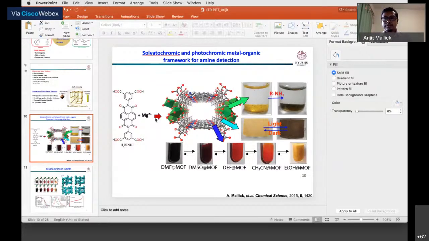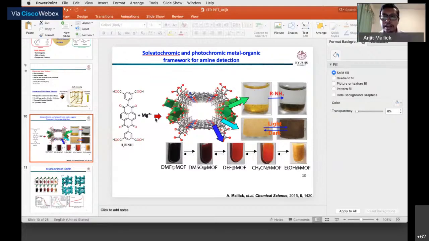So now from Avni Chauhan, he is asking, what is the durability of gas? Durability of the framework or the guest? I think for the gas storage, he is talking about gas storage.